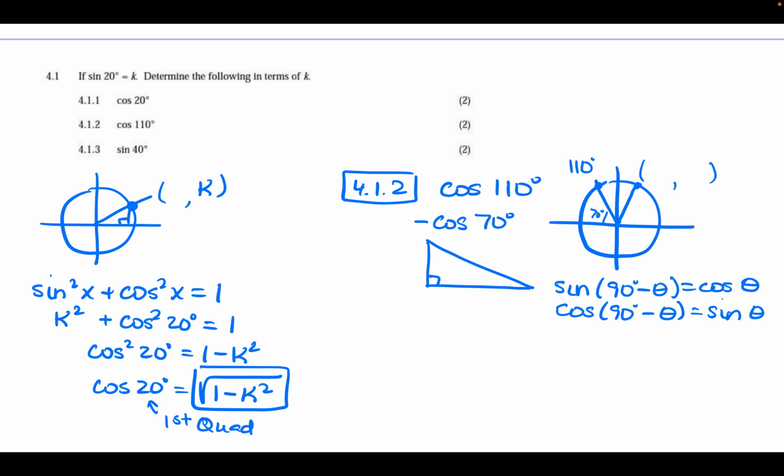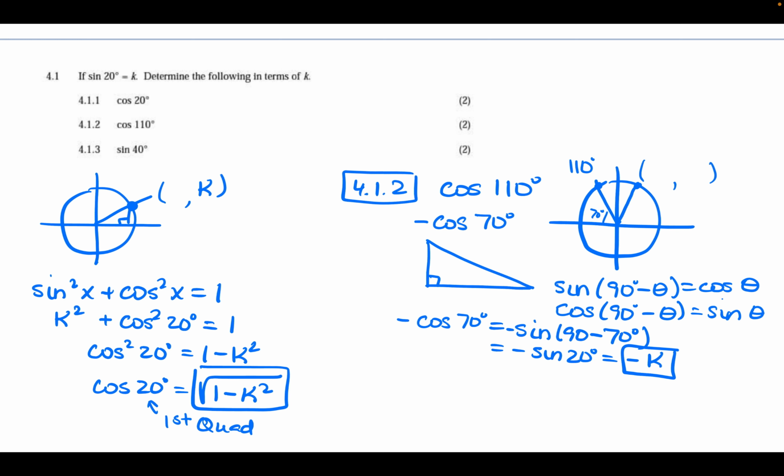So the opposite of the cosine of 70 should equal the opposite of the sine of 90 minus 70, which is equal to the opposite of the sine of 20 degrees, which we were told was k. So that one is the opposite of k.